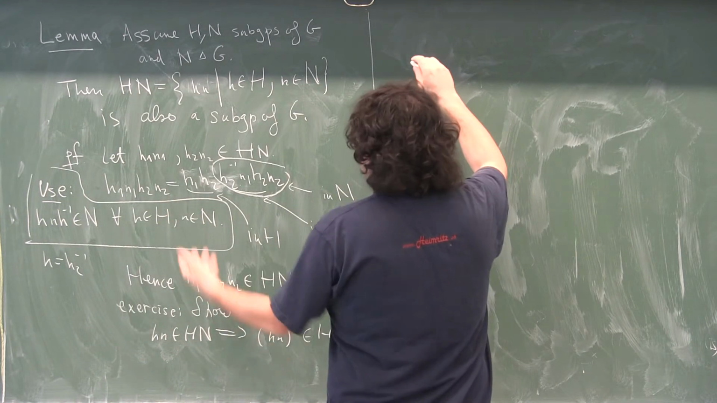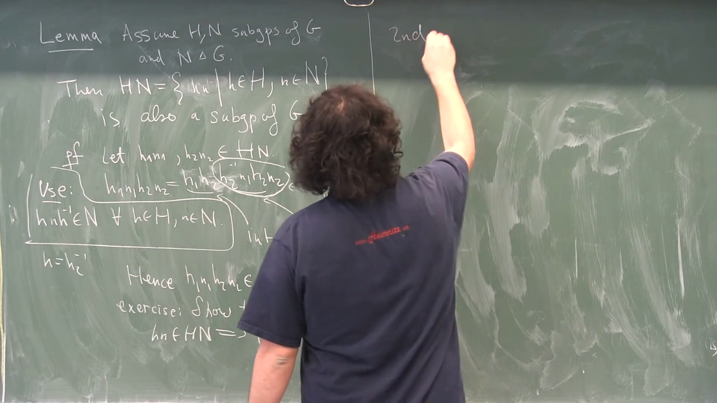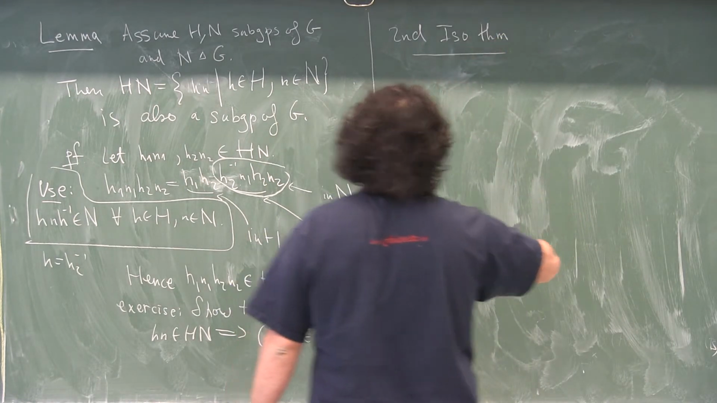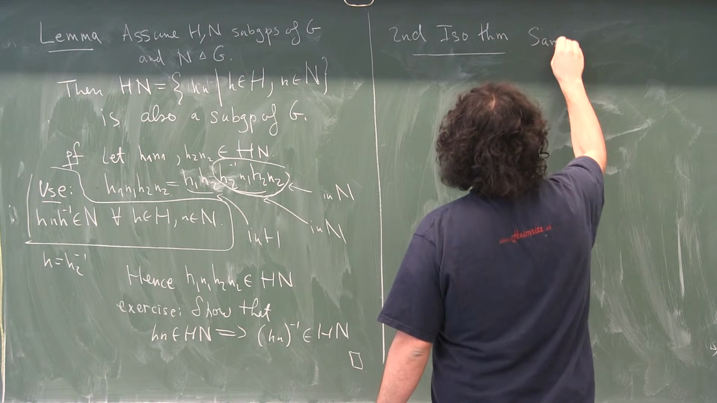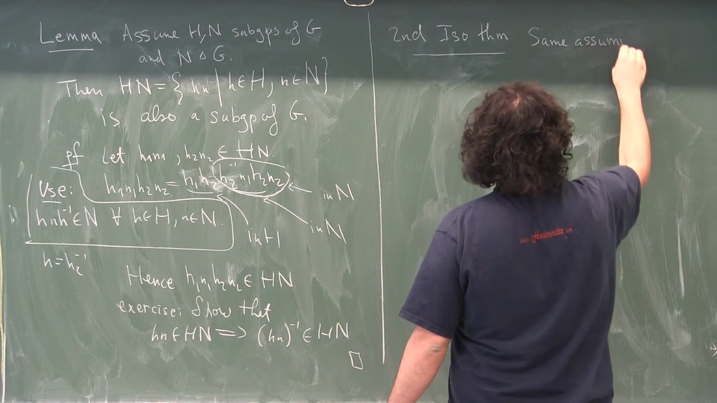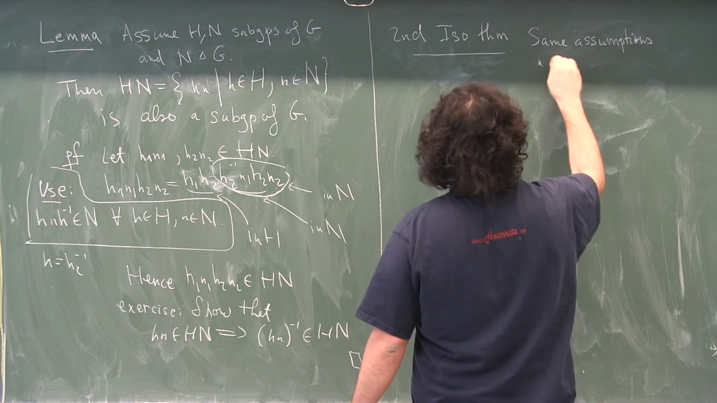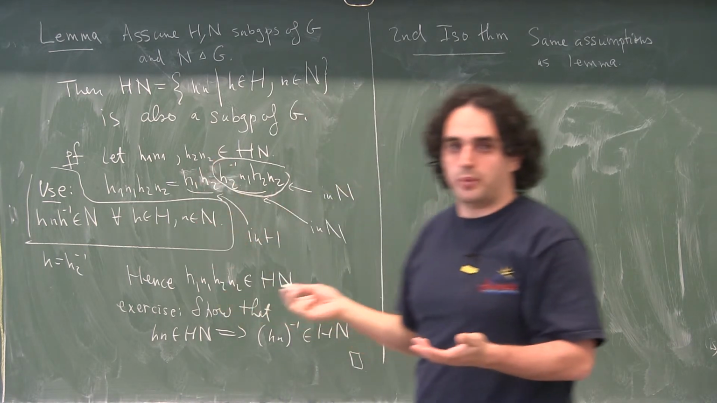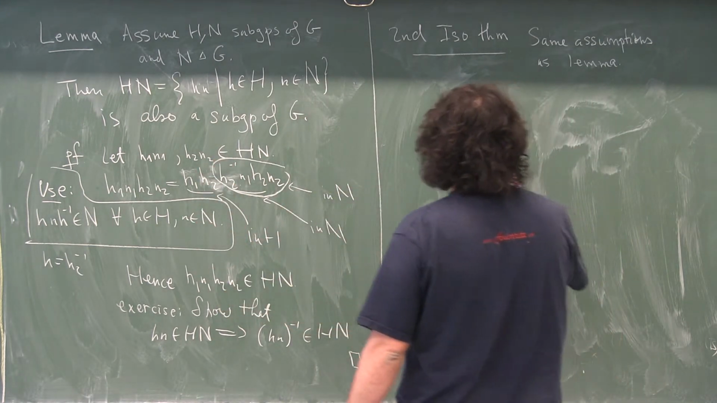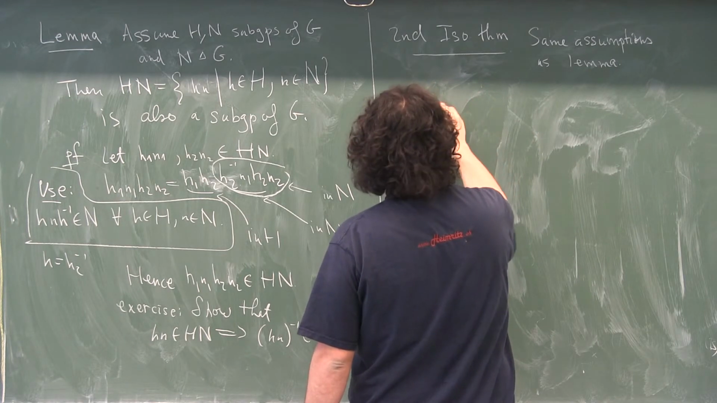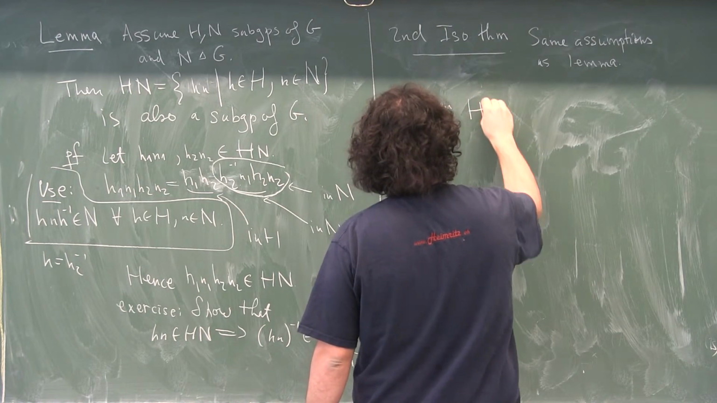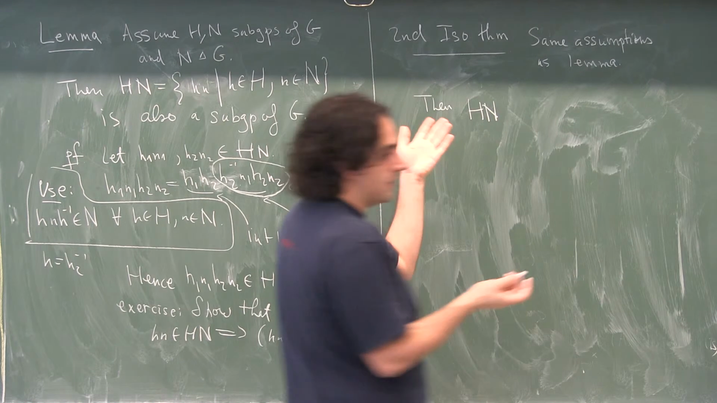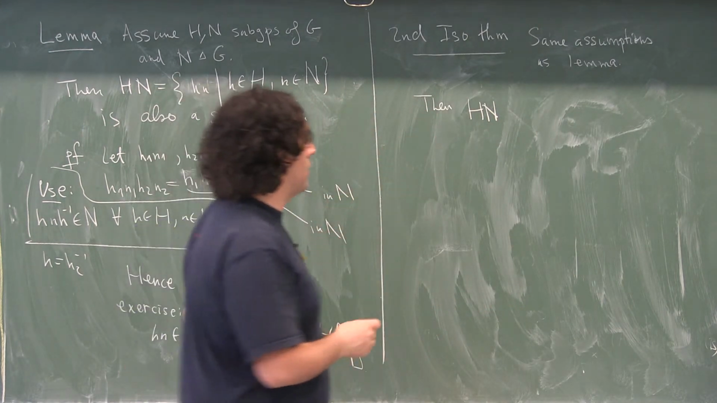Okay, so now with the help of this lemma, let's state the second isomorphism theorem. Same assumptions as the lemma. So I have my group G, I have a subgroup H, a subgroup N, and N is normal in G. Then HN, by the lemma, is a subgroup. So in particular, it can be considered as a group in its own right.